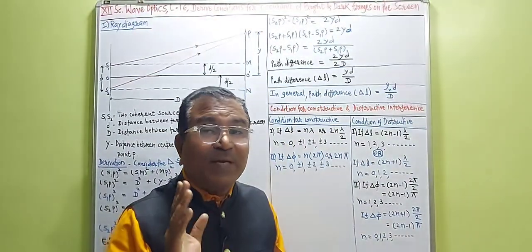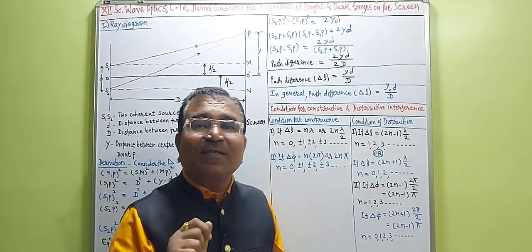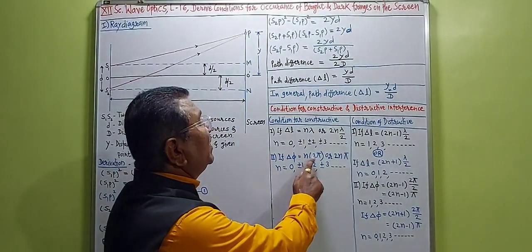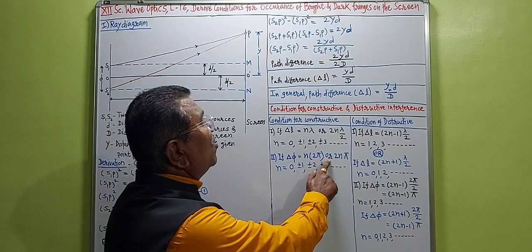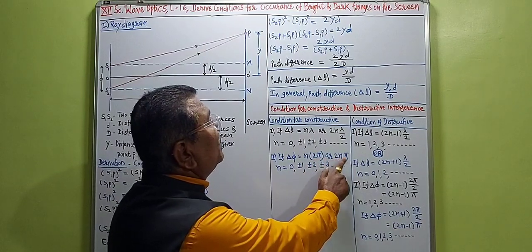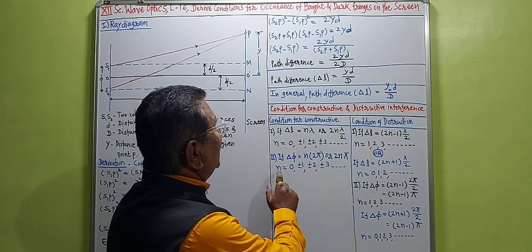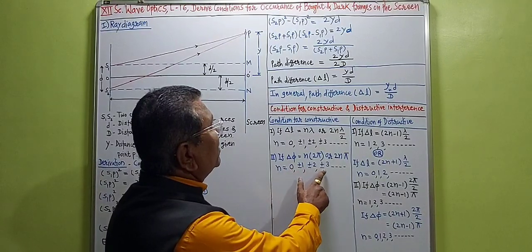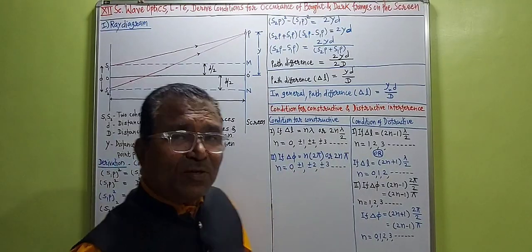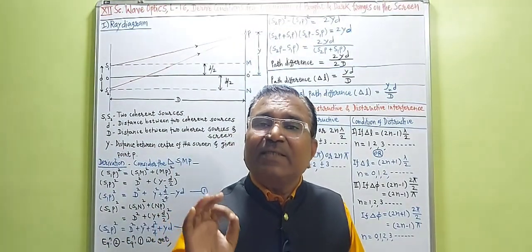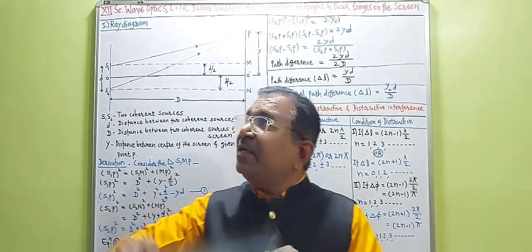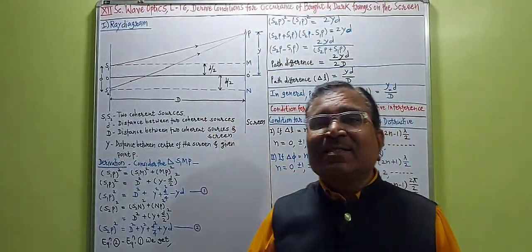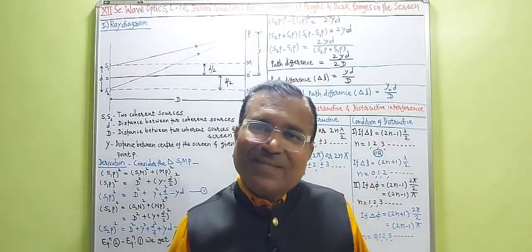Phase difference, if either integral multiple of 2 pi or even multiple of pi, where n starts from 0, plus or minus 1, plus or minus 2, plus or minus 3, and so on. Point P is bright, so it is called constructive interference.